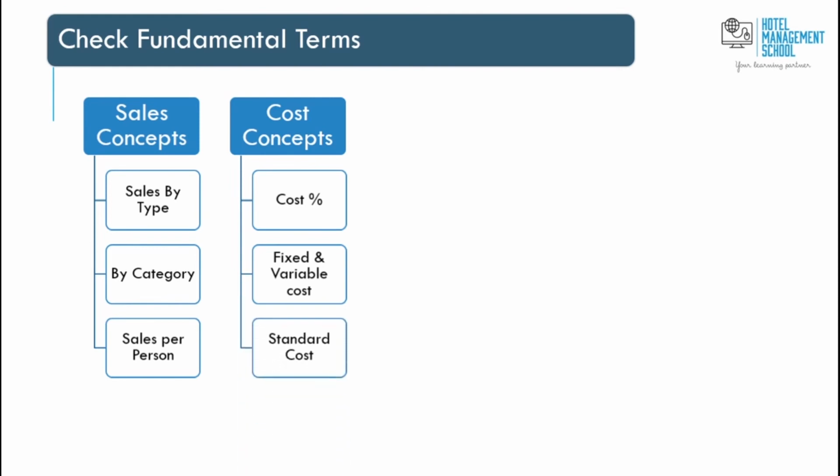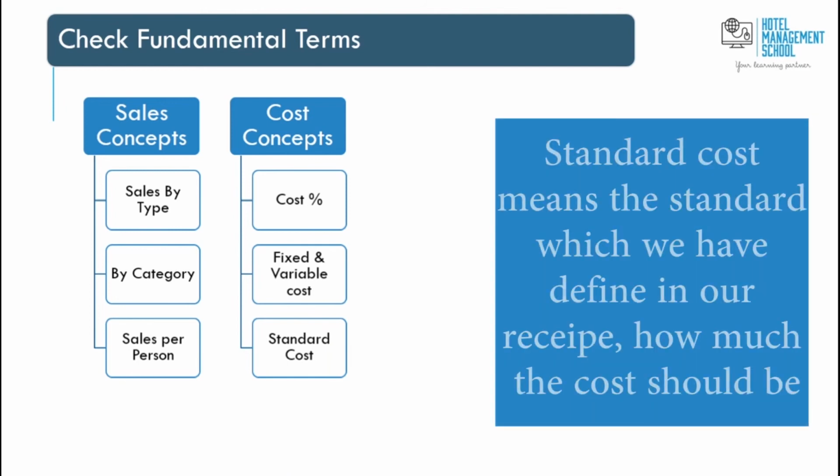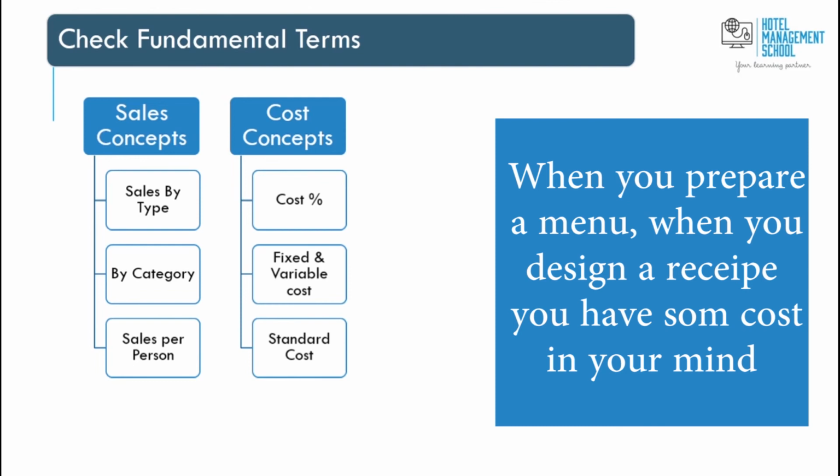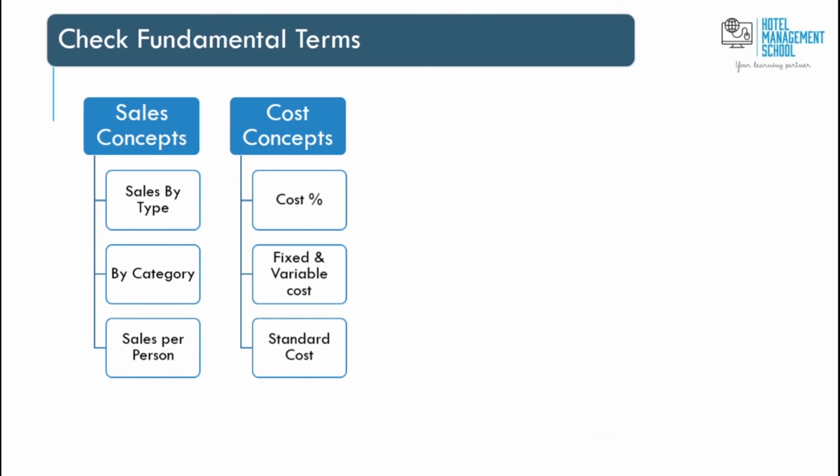Then you have standard cost. So what do you understand by standard cost? Standard cost means the standard which you have defined in your recipe, how much the cost should be. When you make a menu, when you prepare a design or recipe, you have a certain cost in your mind, right? When you set up the price, you say, okay, this vegetarian food, let's say fried rice, is going to cost me $2, because I buy rice from the market, I buy vegetables, I buy oil, some garnish, everything together is $2, and I will sell it for 5. So the 2 is your standard cost.